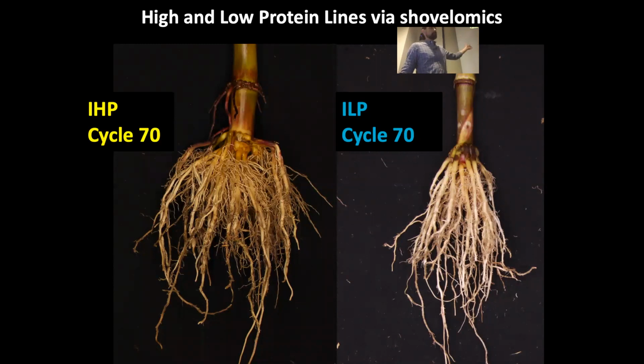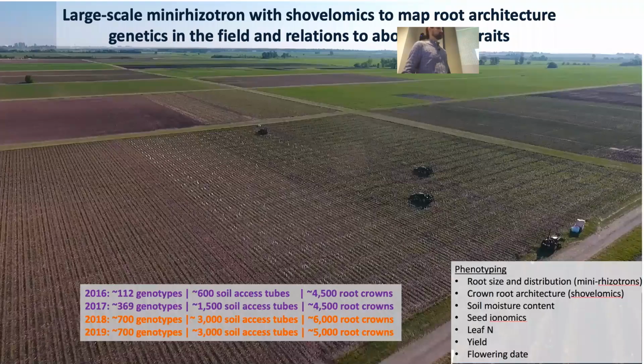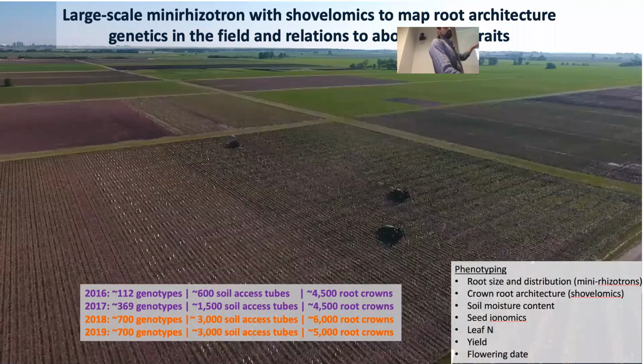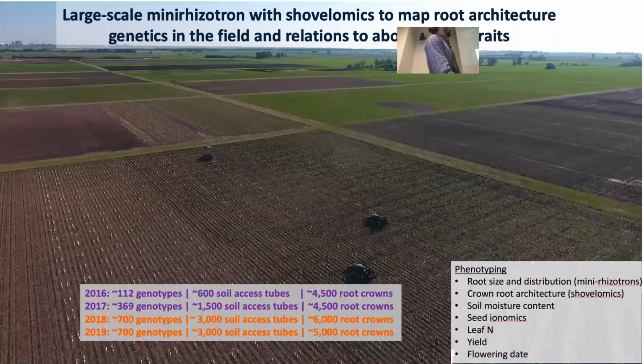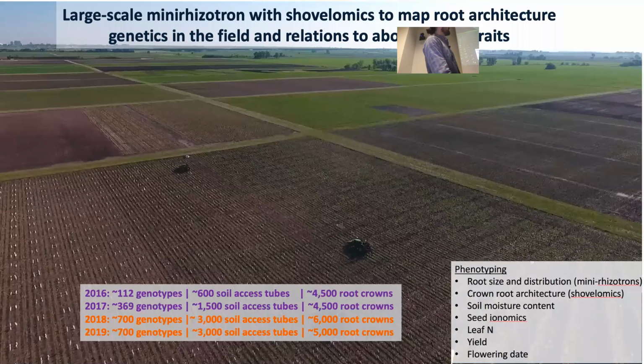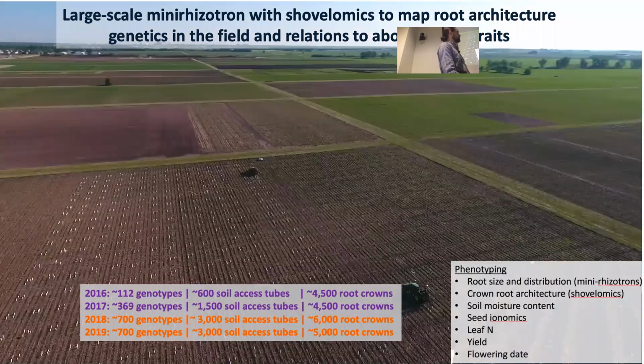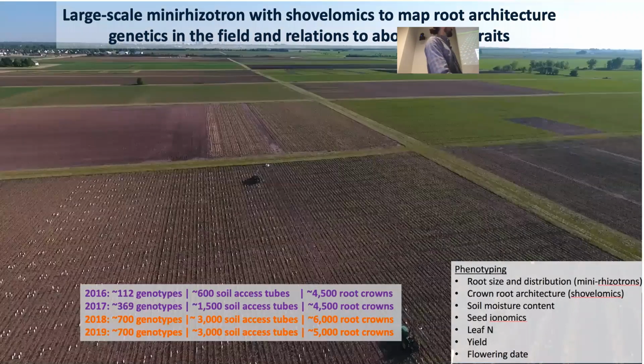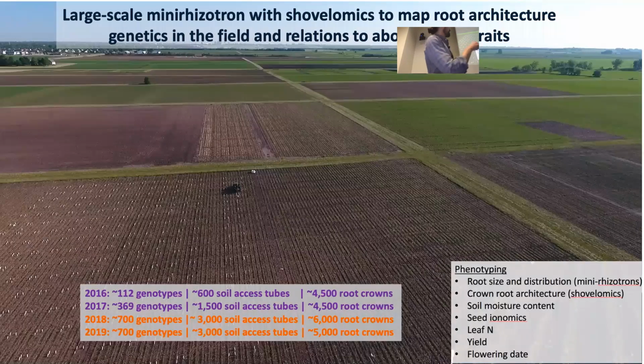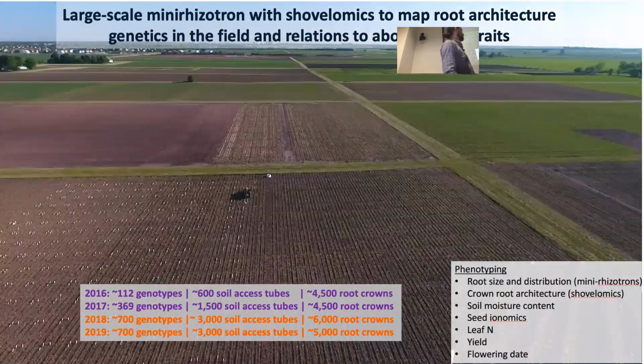And so there's an intermated mapping population between these two. And this is where we got started doing really big, large scale root phenotyping. This is in collaboration with Ivan Baxter with ionomics, but Andrew Leakey, this is his field at UIUC and his drone. And these white things you see here are mini rhizotrons.